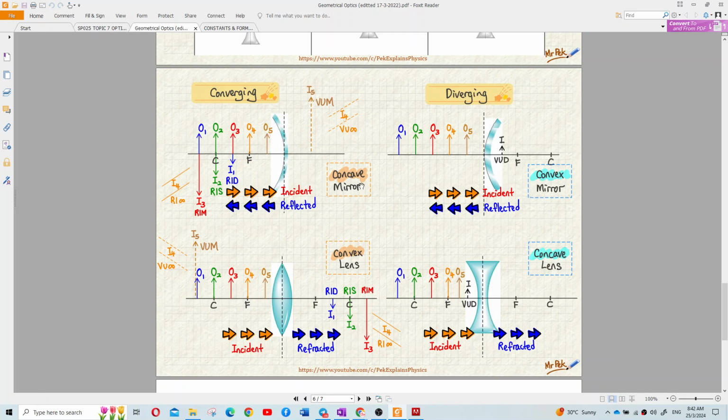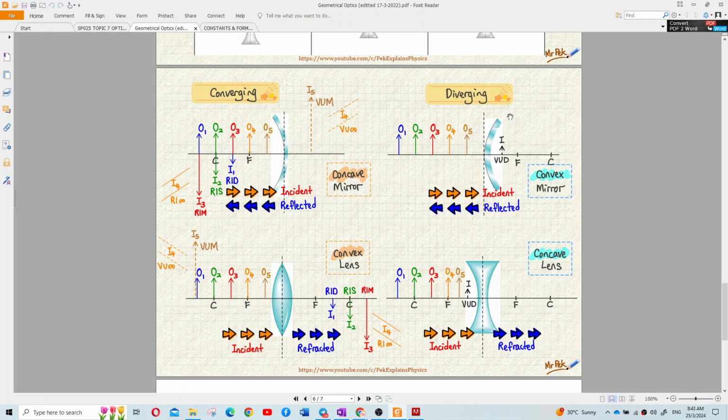That's why concave mirror is considered a converging mirror, so f is positive. This type of mirror can form real image. But for lens, it's not concave lens, it's called convex lens. Convex lens can form real image. Convex lens is converging also. So concave mirror and convex lens are both converging mirror or lens.